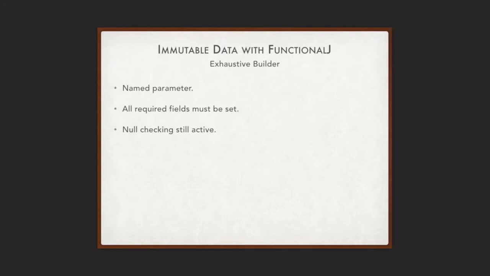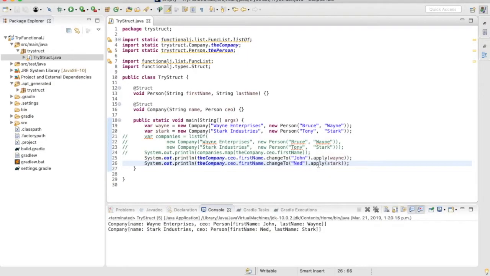The next functionality is called Exhaustive Builder. You may be aware of the builder in value, Lombok builder, value, or immutables. And basically, builder allows you to create an object by using named parameters. But in FunctionalJ, you must set all the required fields' values. And the required field value must not be null.